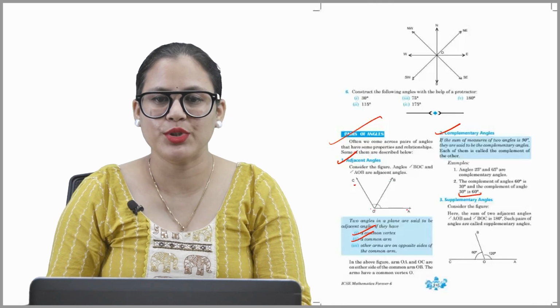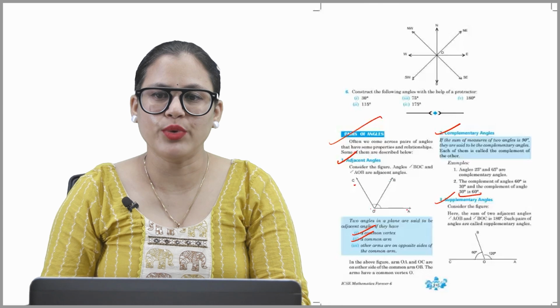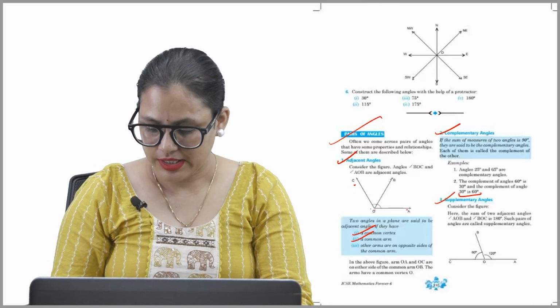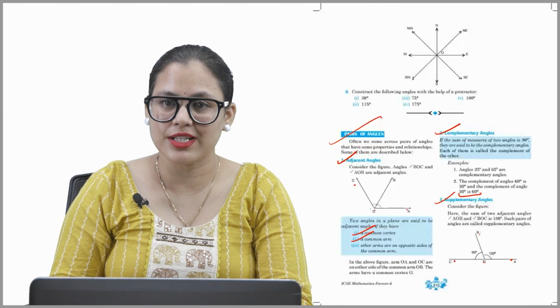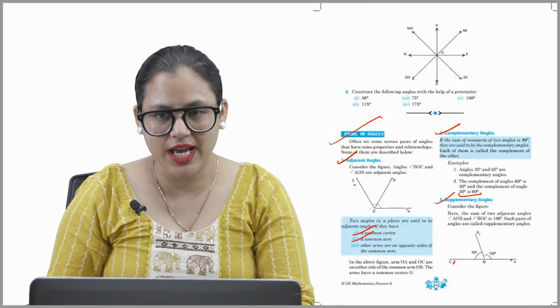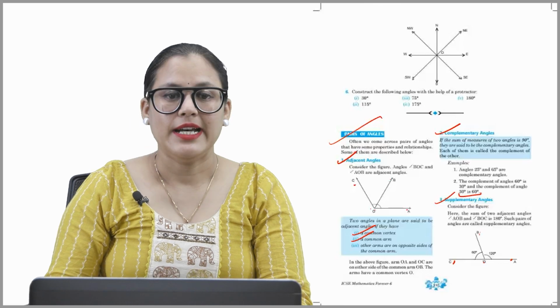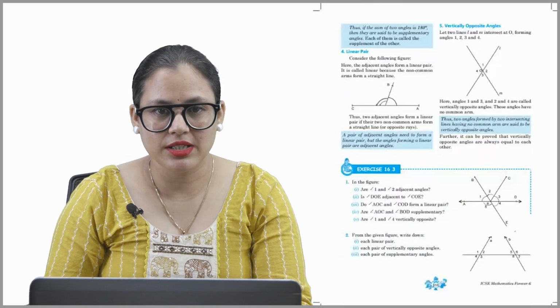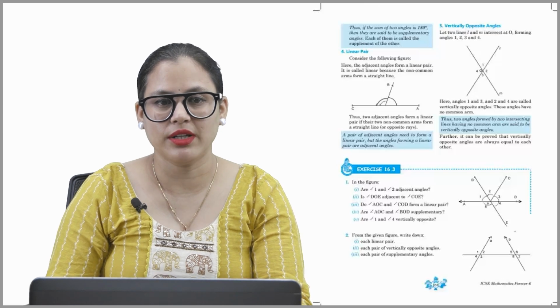Okay. Number 3, supplementary angles. Consider the figure. Here the sum of two adjacent angles, angle AOB and angle BOC, is 180. Such a pair of angles are supplementary angles. 60 plus 120 is 180, right? Thus, if the sum of two angles is 180 degrees, then they are said to be supplementary angles. Each of them is called the supplement of the other.